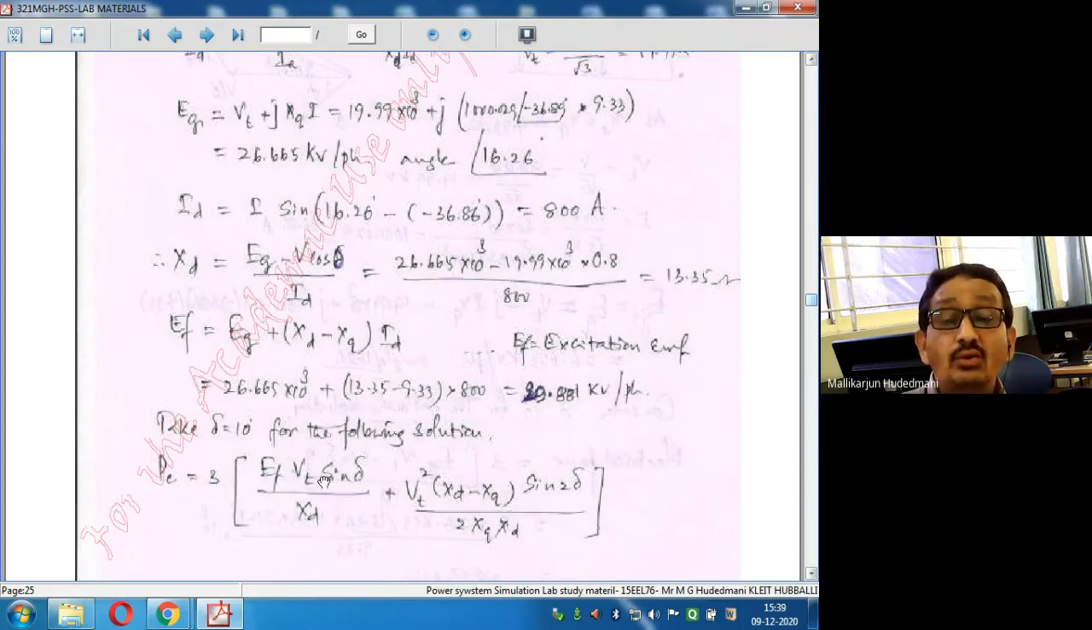Our task is to calculate the power angle or plot a power angle curve for the synchronous machine having the given data. To do this, I have to do a numerical calculation of this in a sample. Let's take delta equal to 10 degrees.